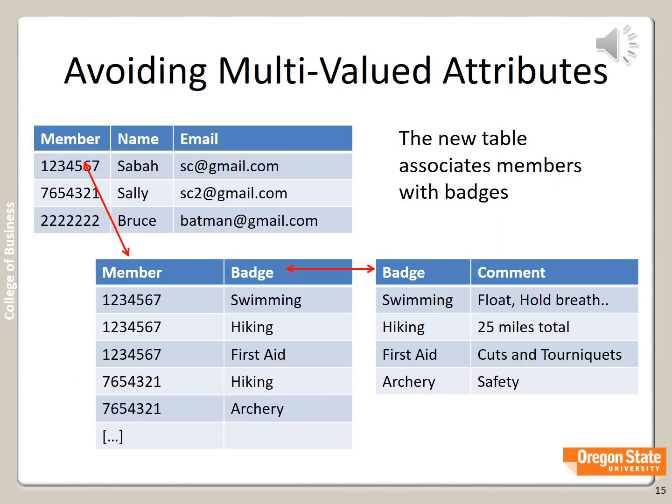In a set of relational tables, the data might look something like this. Can you tell from the list how many badges Sabah and Sally have earned? 3 for Sabah, 2 for Sally. Can you tell which scouts earned the archery badge? Just Sally, as listed here.